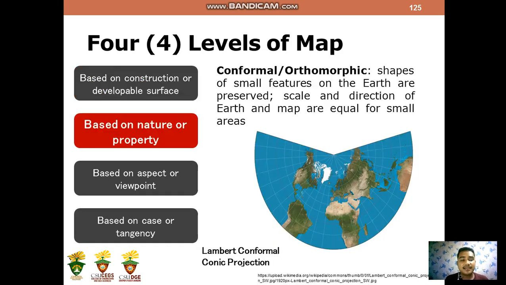Next level is based on nature or property. We have the conformal or orthomorphic, where the shape of small features on the earth is preserved. Based on nature or property, what we preserve is the property. When it is conformal, the shape of small features is preserved, and the scale and direction of the earth and map are equal for small areas, because it preserves shape in this level of projection.